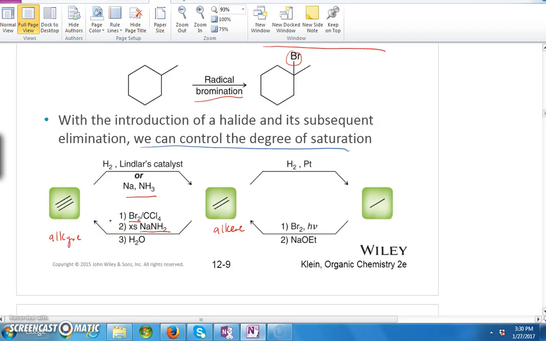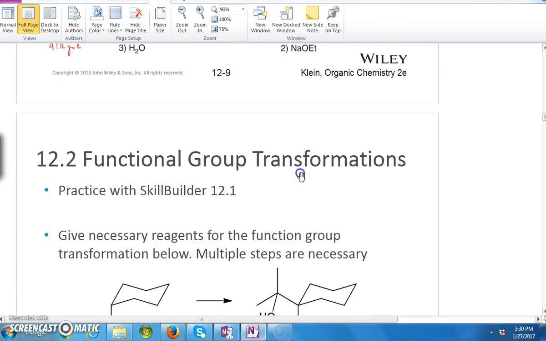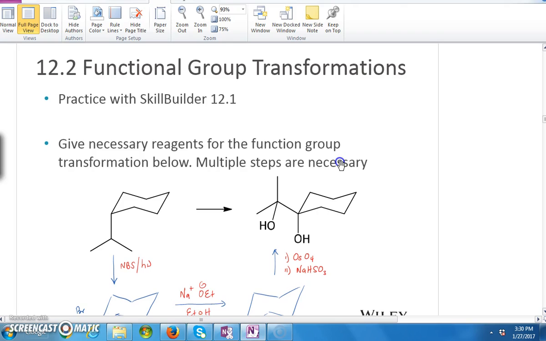Okay. Now, once the alkene is made, you can easily go and make the alkane. Right. If you want to go back to the alkene, all you need to do is put a good handle like bromine, and you do an elimination, and you get the double bond. So you see, you can control the degree of saturation at any time.